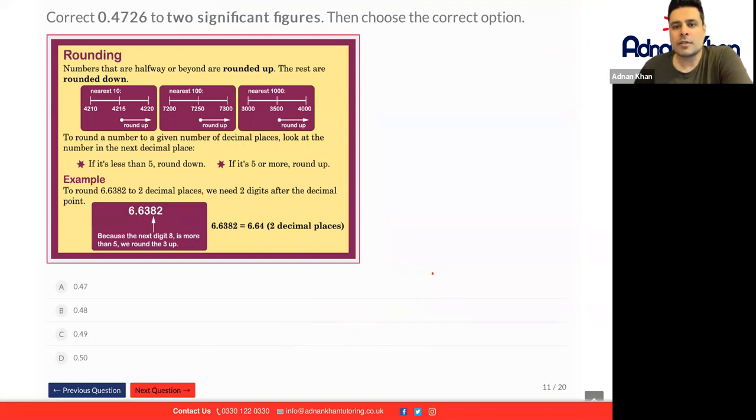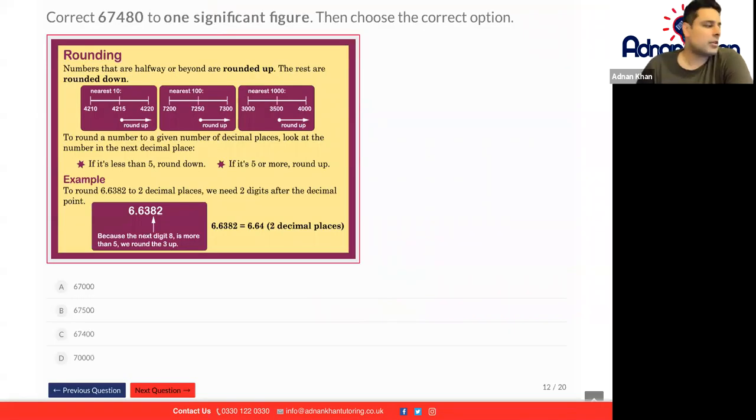But because some of the questions are so different from each other, especially with significant figures, you've got to be a little bit careful. Let's do this one as well, Eliora.